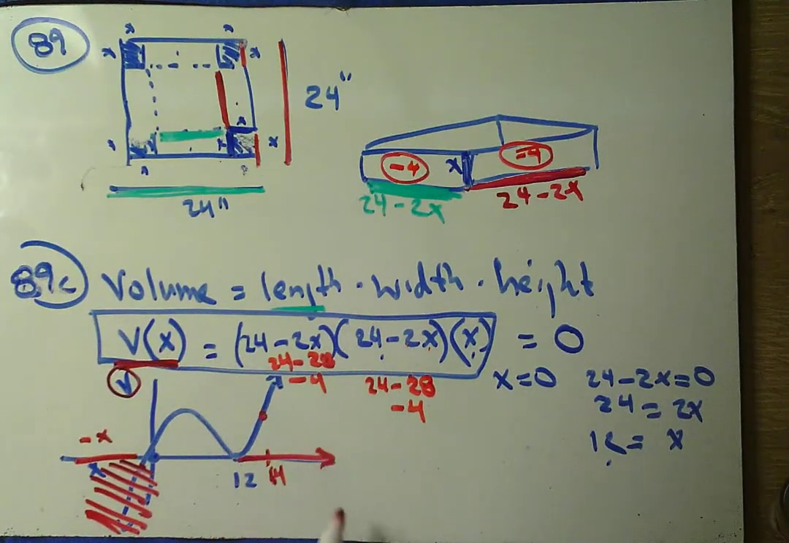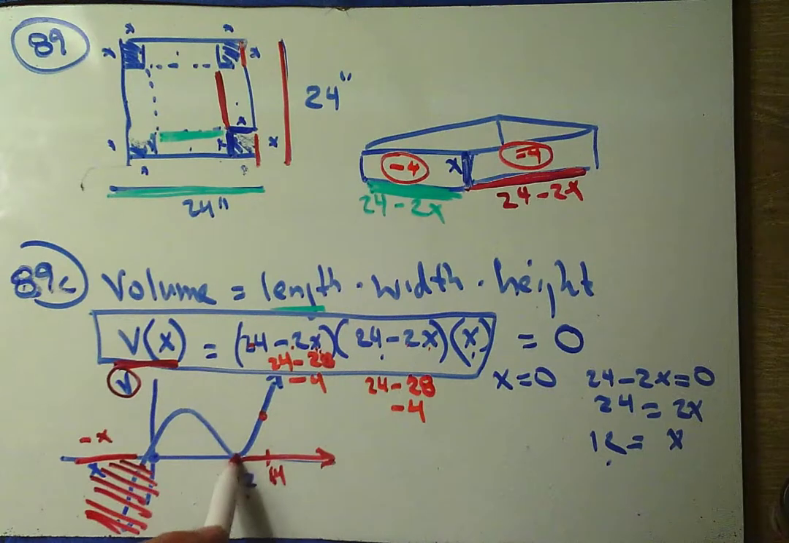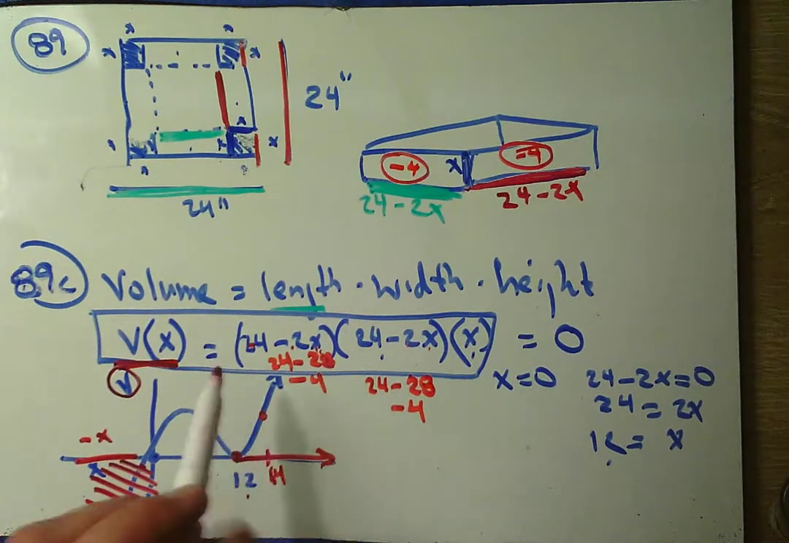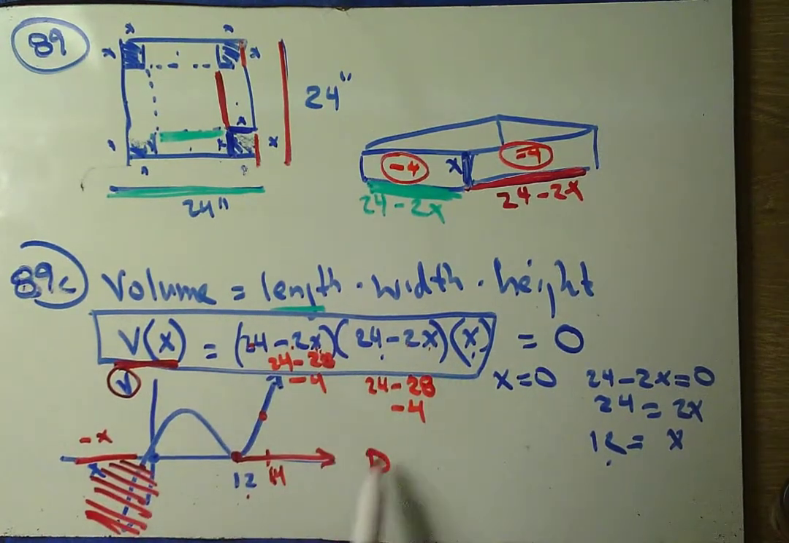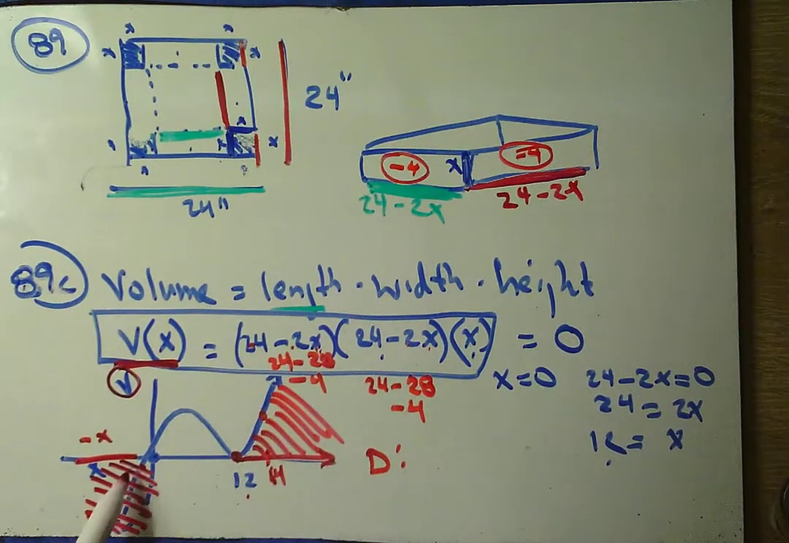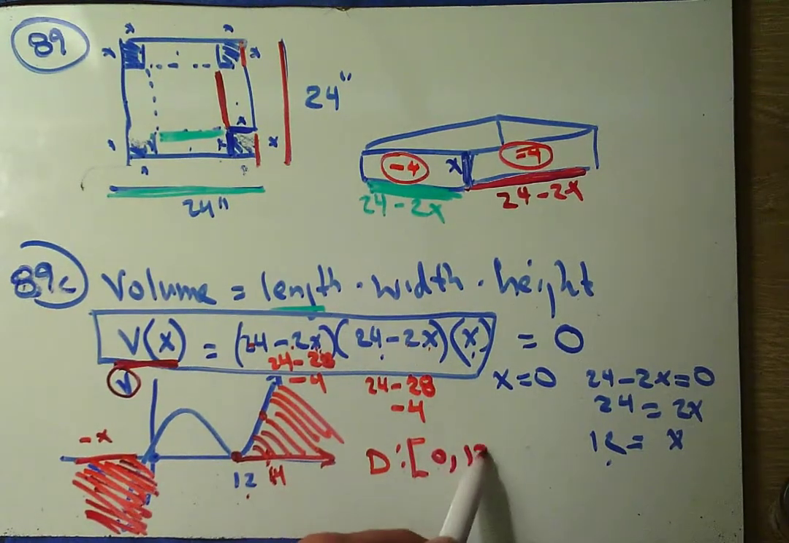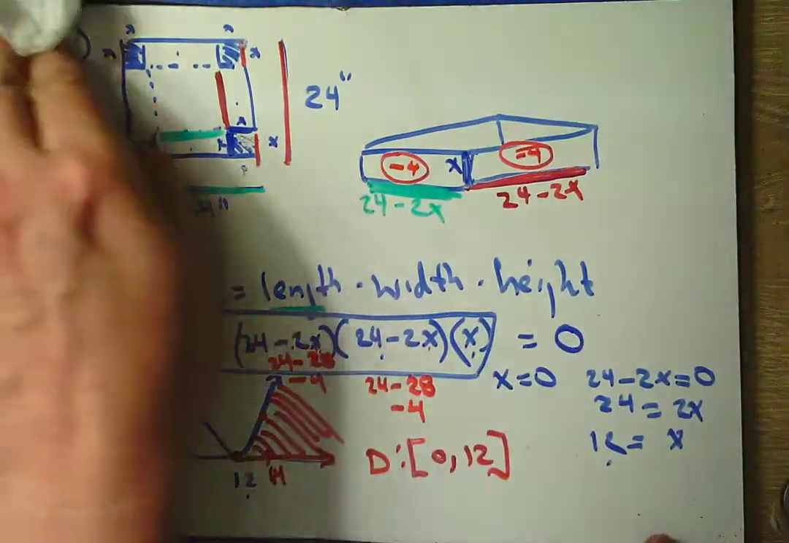So 14 is going to make a negative side length. Anything bigger than 12 is going to make a negative side length. 2 times 12 is 24. 24 minus 24 is 0. That's as far as I can go. So I say my domain, when I throw this away, because that makes negative side lengths, and when I throw this away, because I get negative volumes, my domain is just going to be 0 to 12. Okie doke. Next, 92. Let's take a look at 92.